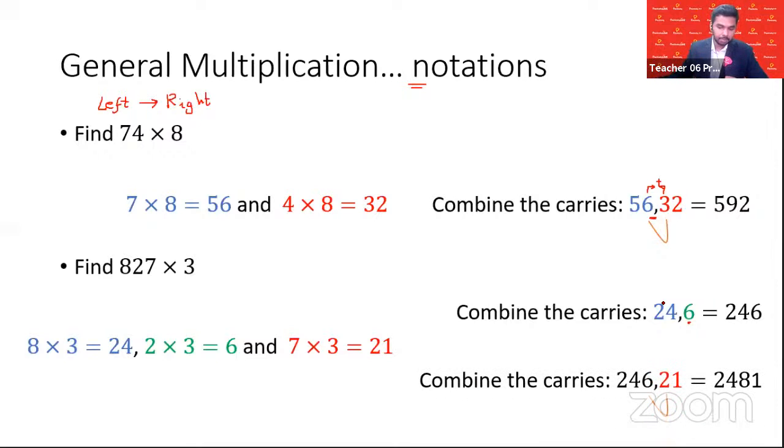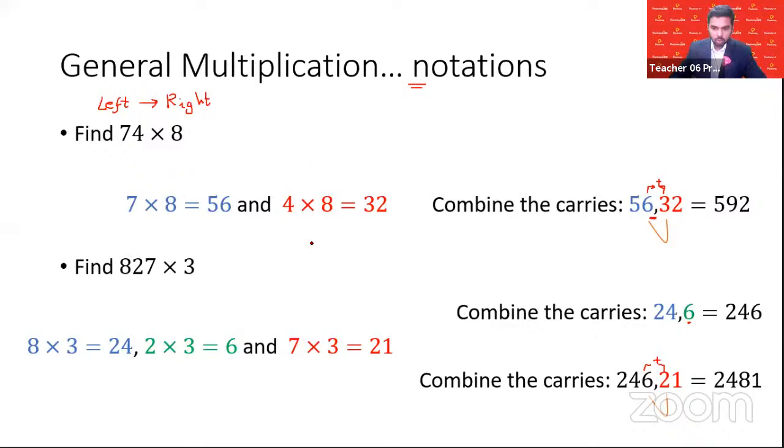Now in the next step, we combine 246 with 21, but then 21 here is a 2-digit number. So you will have to do this addition of 6 plus 2. So that will result in the answer 2481. So I think the notations are clear to you now. Yes, I can see Suhas has given the answer. So keep posting the answers as far as possible so that you become engaged in the lecture.